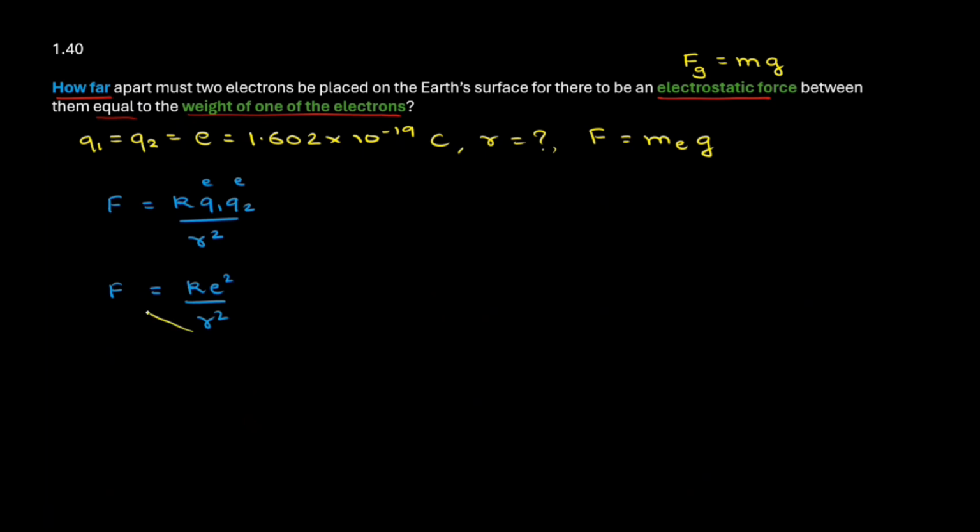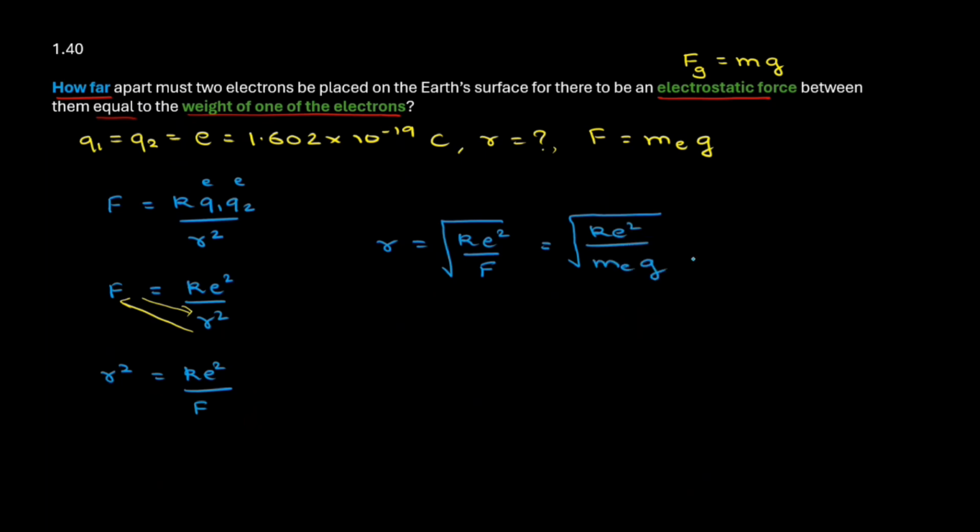I will move R squared on the top. F will come down here. We just cross multiply them. Then I rewrite my expression as R squared equals K E squared over F. We need to calculate R, so take square root on both sides, and then we write R equals square root of K E squared over F. After rearranging the terms, we can substitute for F here. F is mass of the electron times acceleration due to gravity.